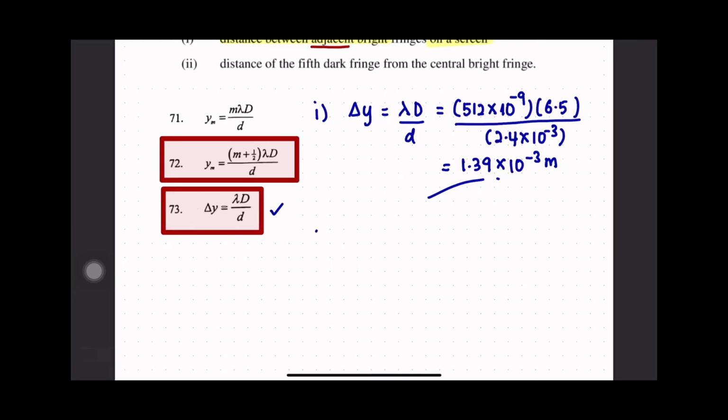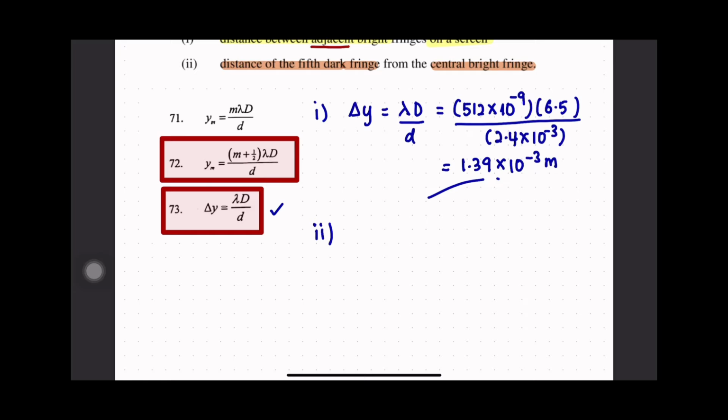Simple je kan. Okay, next question number 2. The distance of the fifth dark fringe from the center bright fringe. Formula ni, Y_m ni semua jarak daripada center bright kepada order yang kita nak. Jadi kalau untuk dark fringes, kita guna formula ni. Kalau untuk center to the bright fringes, kita akan guna formula 71.